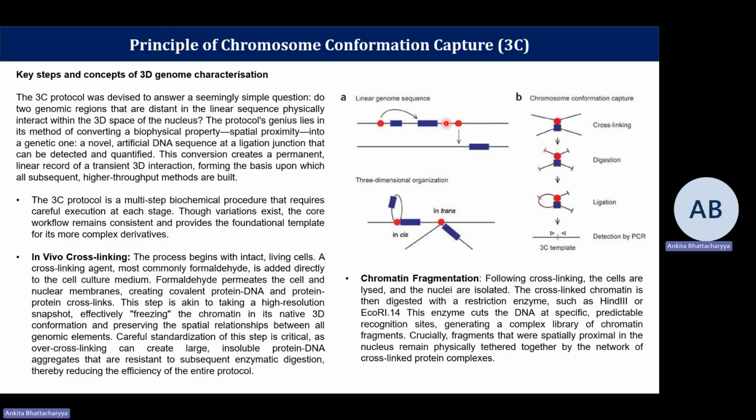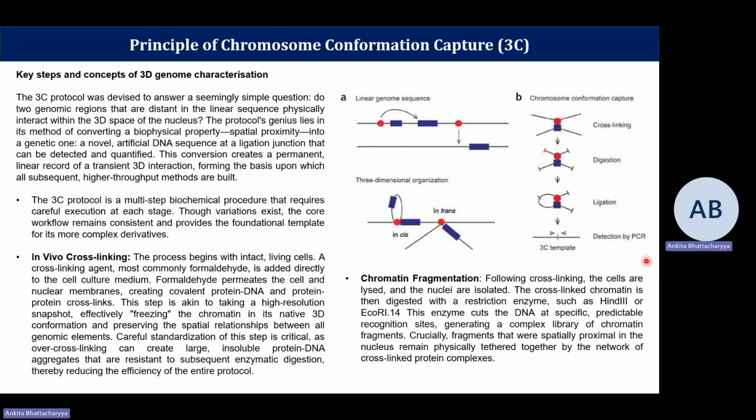What does it assume? It considers that if there is spatial proximity, can we convert that into a genetic one? So what you do is you have a novel artificial sequence that is detected, that is quantified, and you create a record of the transient DNA interaction. How do you do so?